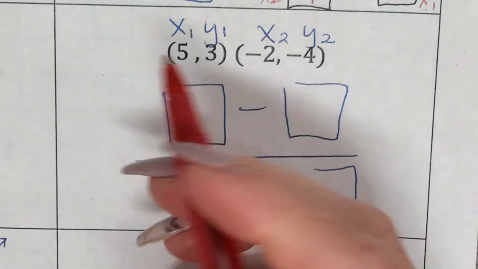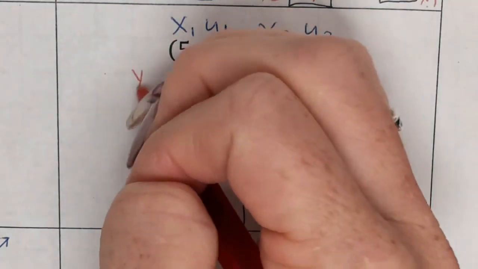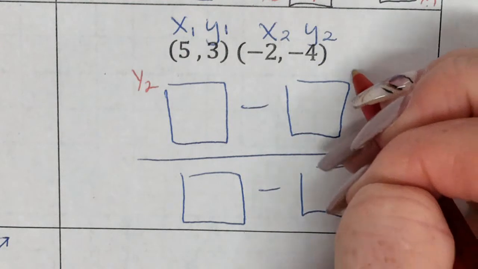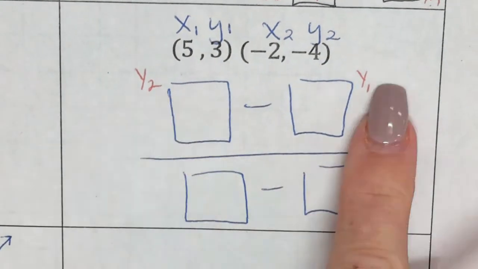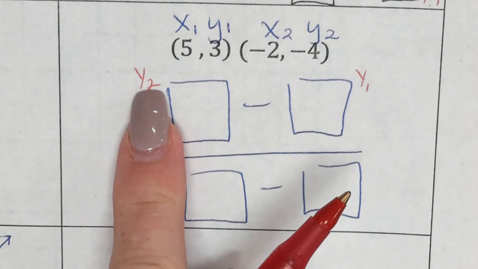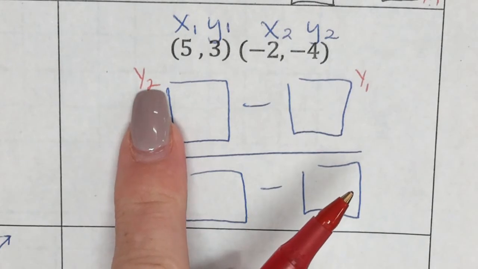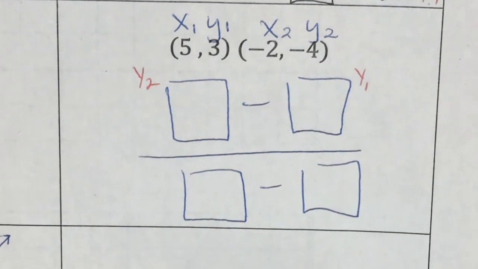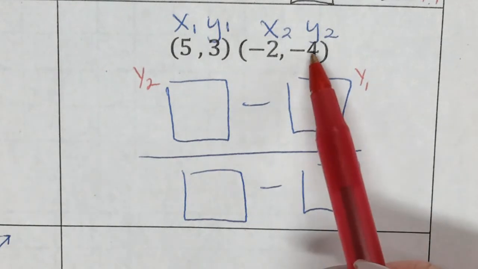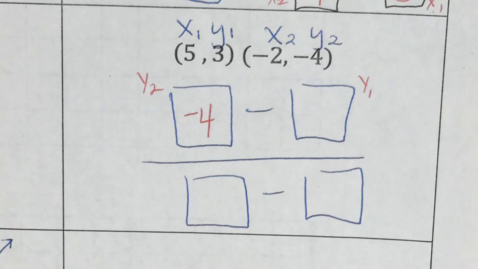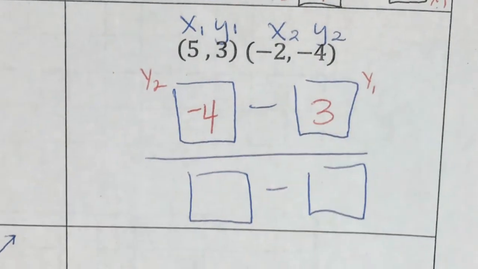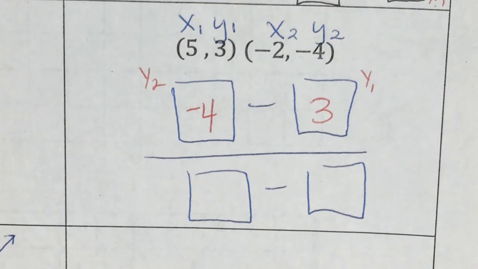Okay, what goes in the top left box? Y2. What goes in the top right? Okay, so I labeled what the formula says. Now I'm just going to put the numbers in there that I labeled that. So what number did I label Y2? -4. So it goes here. What number did I label Y1? Y'all think this is easy, right?